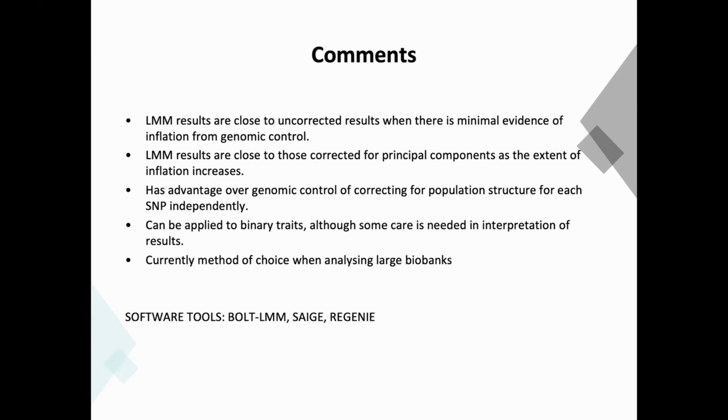Mixed model results are close to those corrected for principal components as the extent of inflation increases. It has an advantage over genomic control of correcting population structure because it corrects each SNP individually and independently. And it can be applied to binary traits using logistic mixed modeling, although some care is needed when the interpretation of results is occurring. Mainly, the effect sizes are not the same.